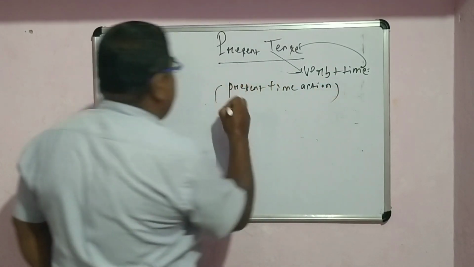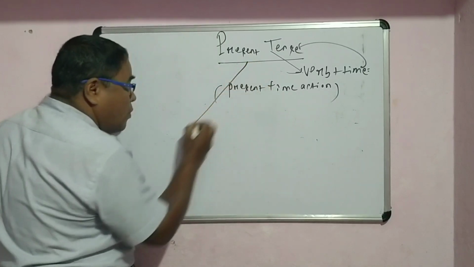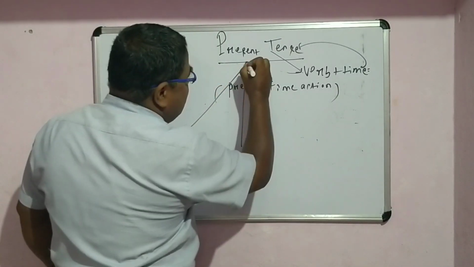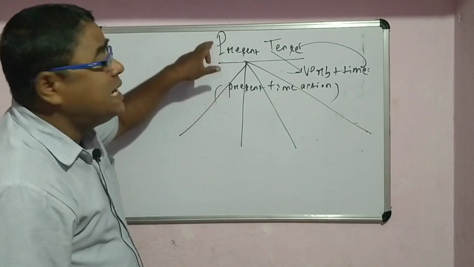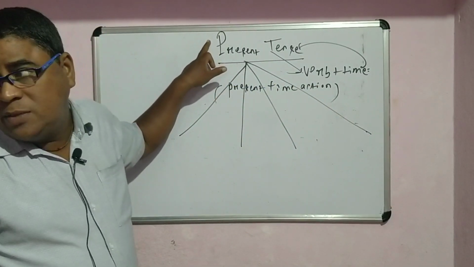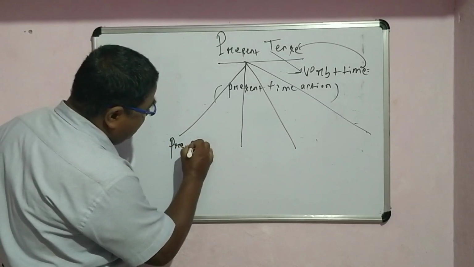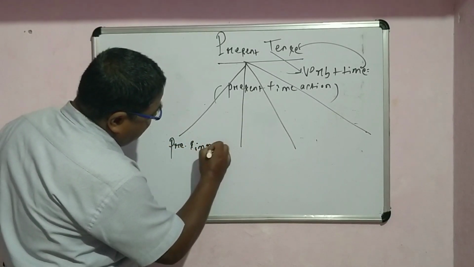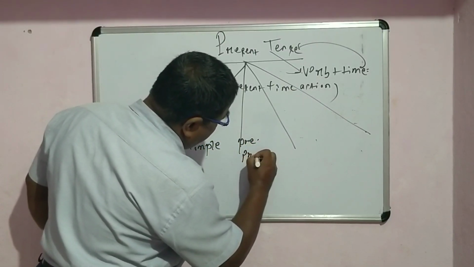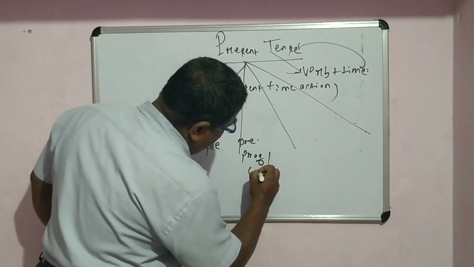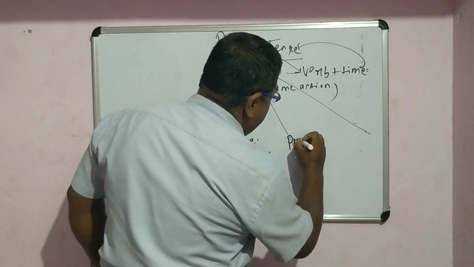What is the present time action? As per the present time action, we have the four forms. That means your present tense has four forms. Always remember, all these forms indicate present tense. Number one, it is called present simple. Number two, it is called present progressive, or otherwise known as present continuous. Number three, present perfect.